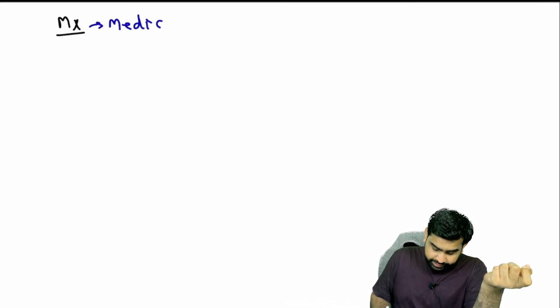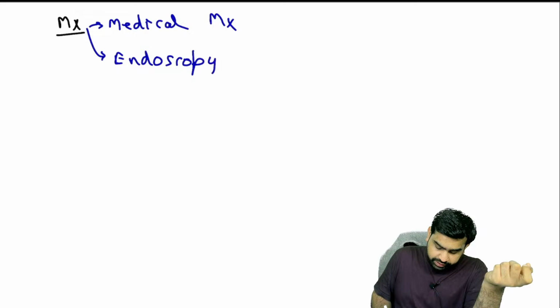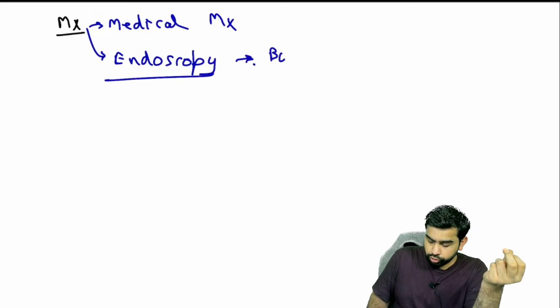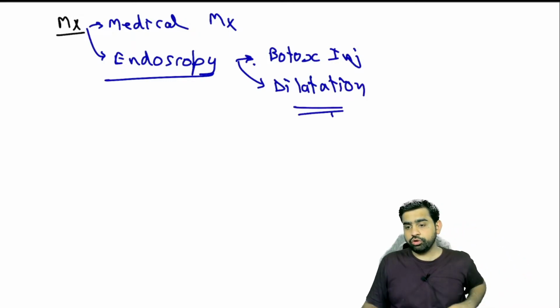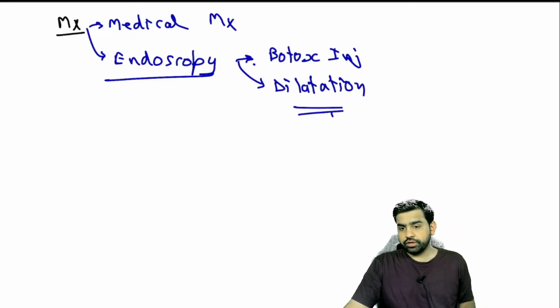Now, what else do you need to understand? What about the management? How do you manage patients of achalasia cardia? Medical management can be tried, and you can also try surgical management. So when we talk about management, we have the medical management, then we have endoscopic management. In endoscopy, what you basically do is a Botox injection, or dilatation of the lower part of the esophagus.